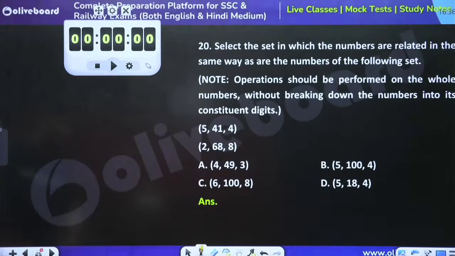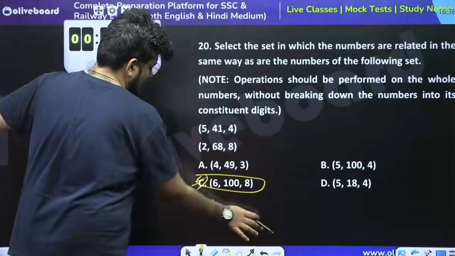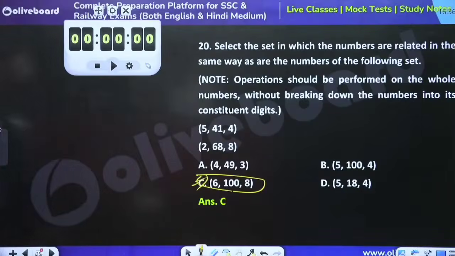Because at least in 3 numbers they have given you squares, and 6, 8, 10 works here. 6 square plus 8 square is equal to 10 square. We know that. So option C is the right answer. Next.